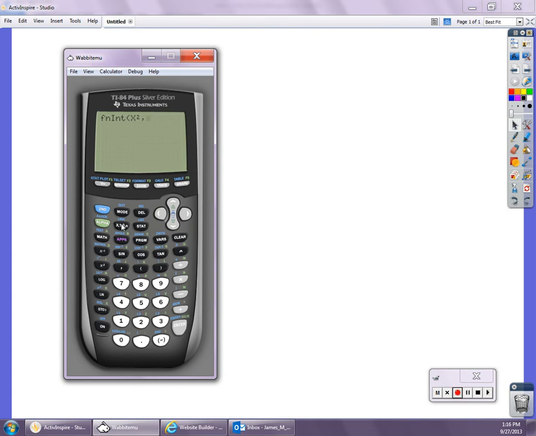The next thing you have to tell it is what variable it is. So you're going to tell it that x is your variable of integration, comma. And then you're going to tell it your lower limit, comma, and your upper limit. And that should give you the same answer.